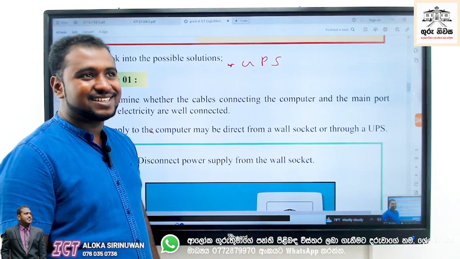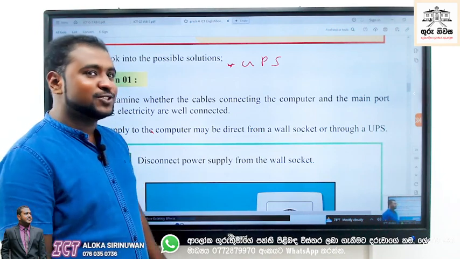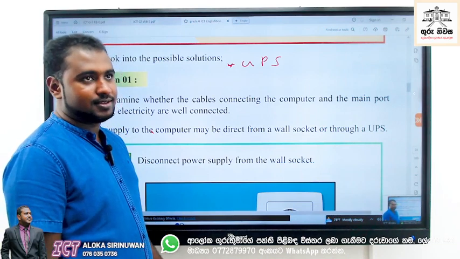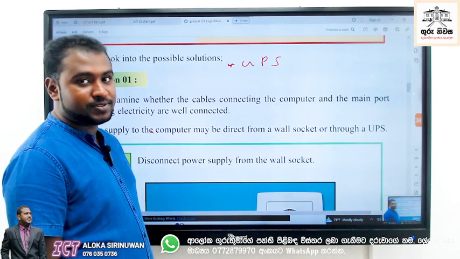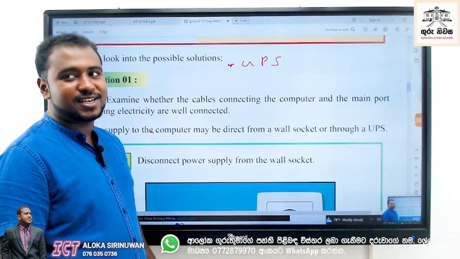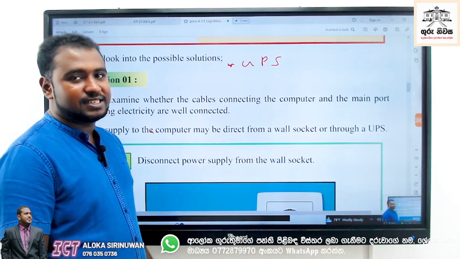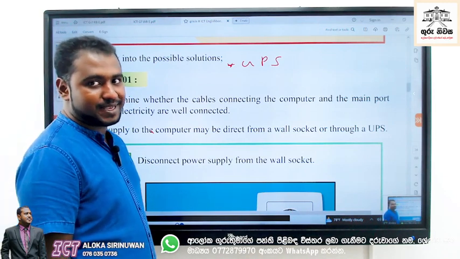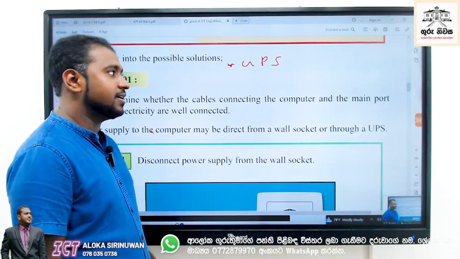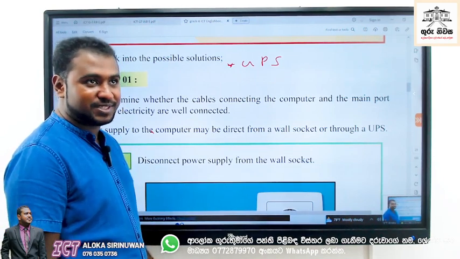Understood? Right? That is what we call a UPS. But some computers do not have a UPS. In my computer I don't have any UPS. Because UPS units are so expensive. They also take up space, and you have to pay a large amount to purchase a UPS.